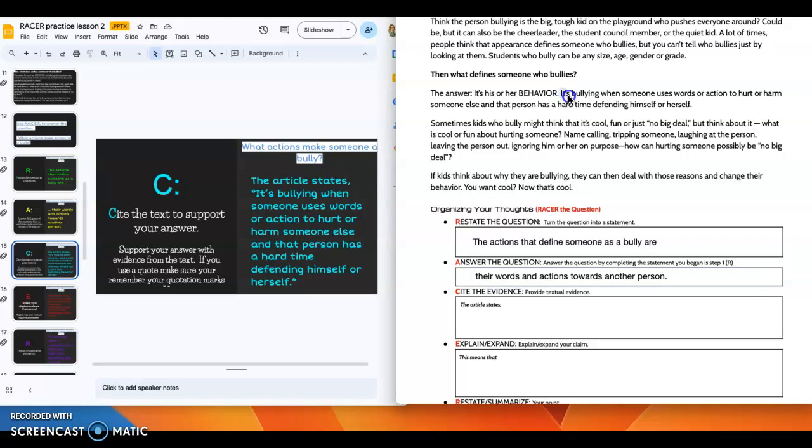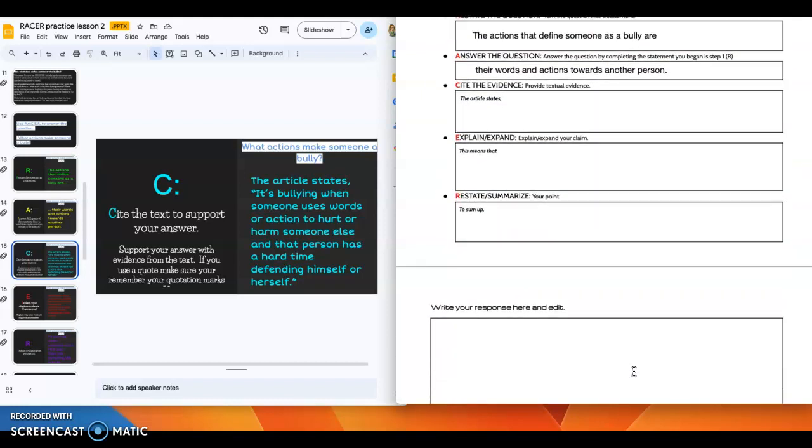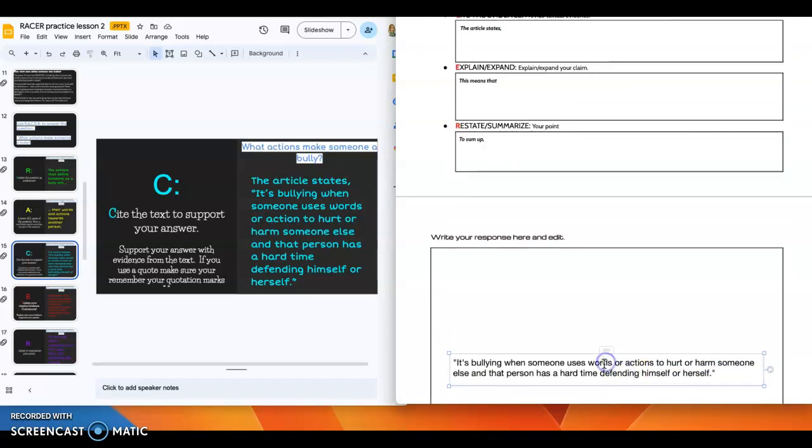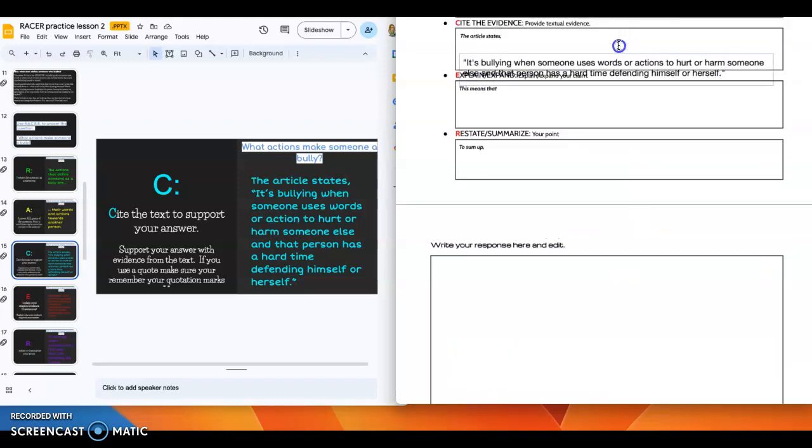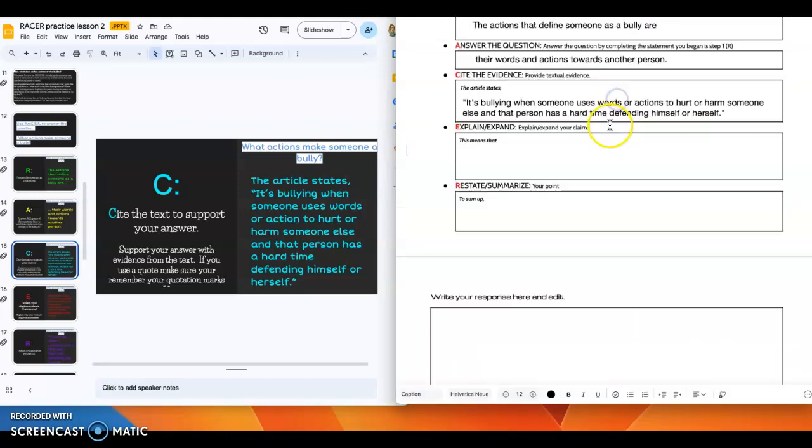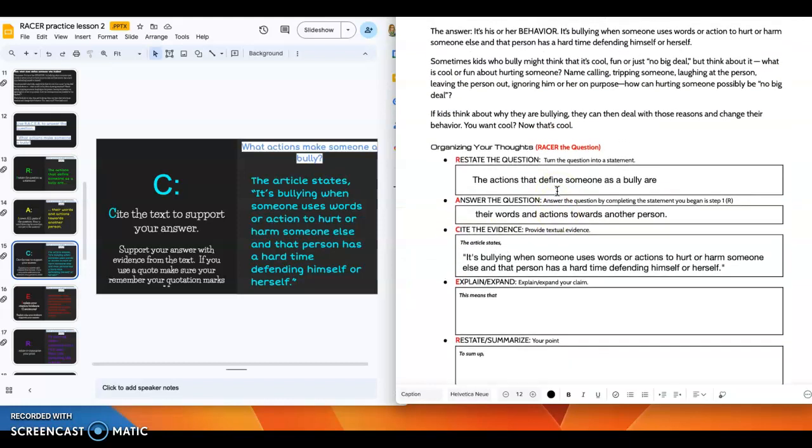Here's the definition, folks. It's bullying when someone uses words or actions to hurt or harm someone else, and that person has a hard time defending himself or herself. So, I actually wrote that earlier also to save time. I'm going to move that up here. Okay, so I just took this line, the definition for bullying, and I pulled it down here. The article states it's bullying when someone uses words or actions to hurt or harm someone else and that person has a hard time defending him or herself.